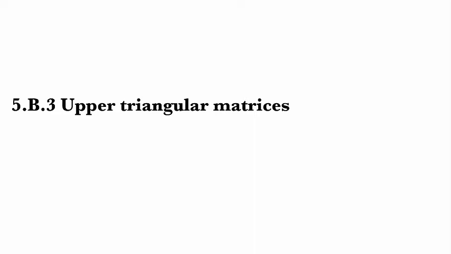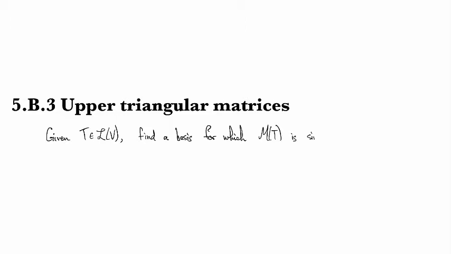So in this clip, we're going to be looking at ways to simplify or find a simple version of the matrix of a transform. So the idea is that given an operator, we want to know that we can find a basis for which the matrix of T is simple and easy to work with.